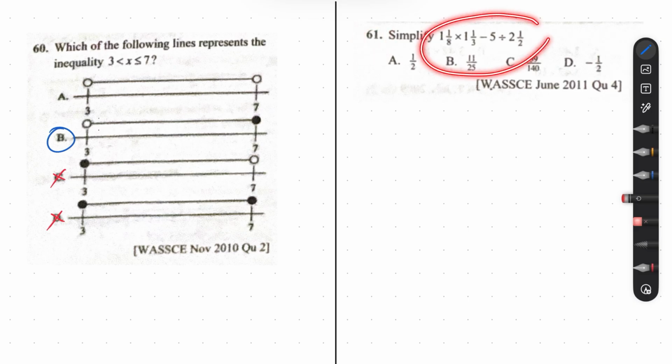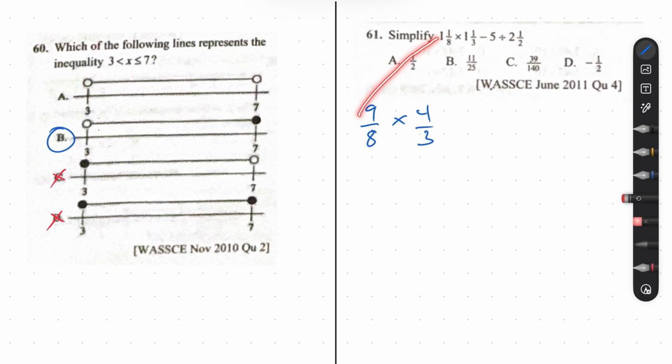Cool. Alright, let's move on to question number 61. So this question again, as usual, you can put this in the calculator, but I'm going to solve it manually so you can see how it is done. Okay, so change this fraction into what? Improper fraction. Same with this and same with this. Okay, cool. Then alternative to use BODMAS, as simple as A, B, C. So we have 9 over 8 times 4 over 3. Don't get confused. 9 over 8 is the same as this, and 4 over 3 is the same as this. Okay, now we have minus 5, which is the same as 5 over 1. Okay, then we have divided by what? 5 over 2. 5 over 2 is the same as this. Okay, because we change from mixed fraction into improper fraction. Cool. Now we need to use BODMAS. Okay, BODMAS.